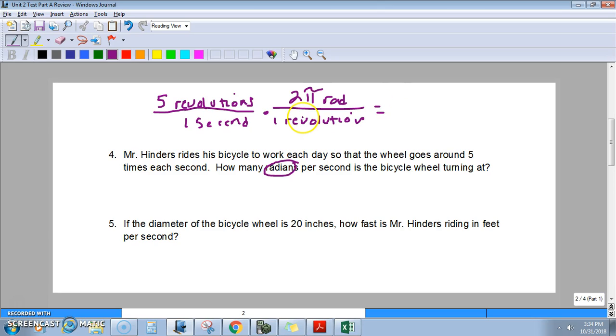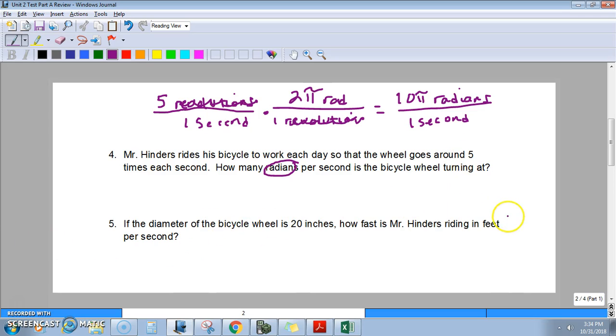So that's equal to, and see, we do dimensional analysis because these will cancel out. And then we get 5 times 2 pi is 10 pi radians for 1 second. Okay, and then we're going to use this information for question number 5, which says if the diameter of bicycle is 20 inches, how fast is Mr. Hinders riding in feet per second?